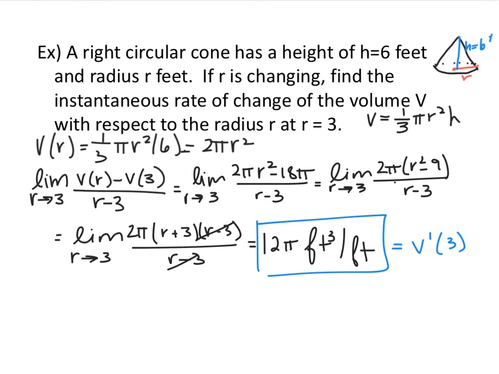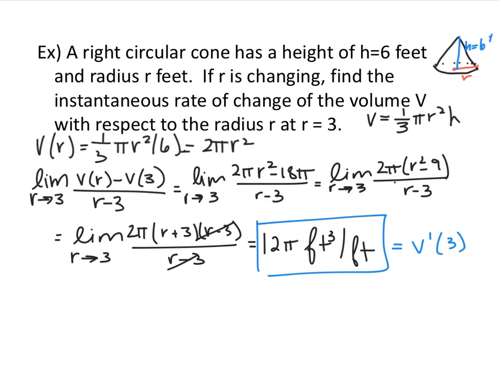So into the difference quotient I plugged in v of r, so this 2 pi r squared, and then into the 2 pi r squared I plugged in 3 and got 18 pi, so the volume is 18 pi when the radius is 3, over r minus 3. So then factoring the numerator, I factored out a 2 pi, you're left with r squared minus 9, which factors into r plus 3, r minus 3. So then the r minus 3's will cancel, that should always happen. And then now at this point I plugged in 3 and got 12 pi. Notice I kept the limit notation until I plugged in 3.